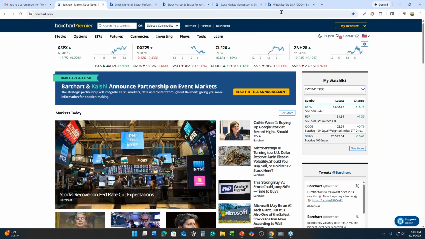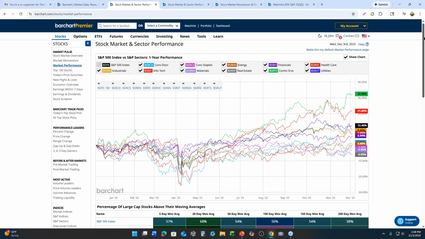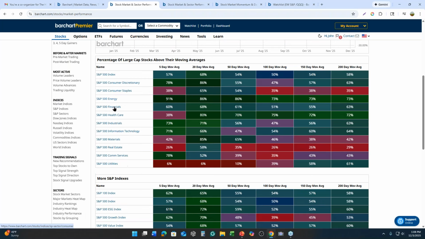So first of all, let's go into Barchart, and I'm going to go to what is called the market under stocks, the market performance page. If I scroll down here, we can see not only the index itself but the different sectors, and how many stocks are above the 200-day moving average. Now, if we're above, let's say, 50 to 60, that is healthy, that is bullish. If we're below 50, into the 30s, then that would be bearish.